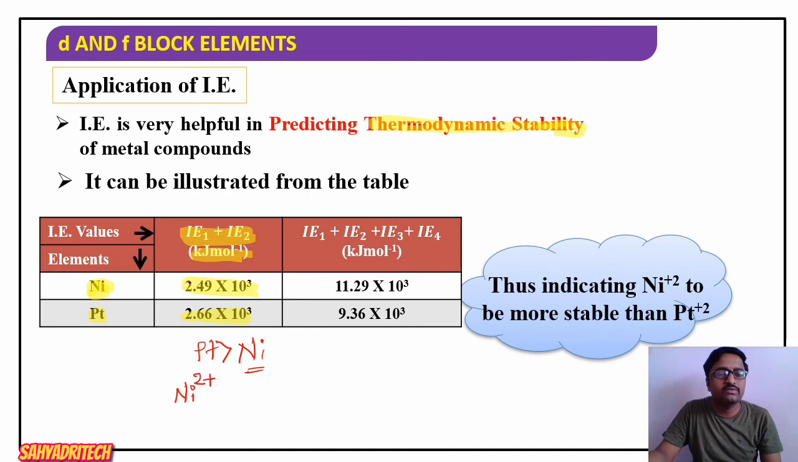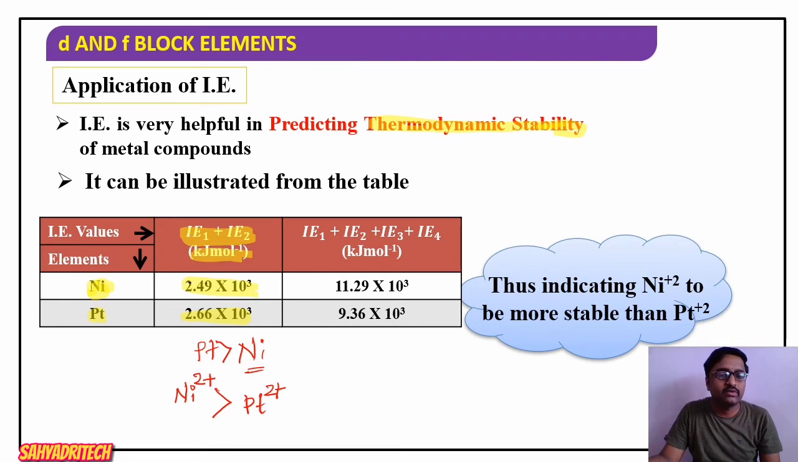So after losing two electrons, a divalent cation will be formed, that is Ni2+, and after losing two electrons, platinum is going to form Pt2+. Where the energy required is less, for nickel the energy required is less. Therefore, we say Ni2+ is more stable than Pt2+.